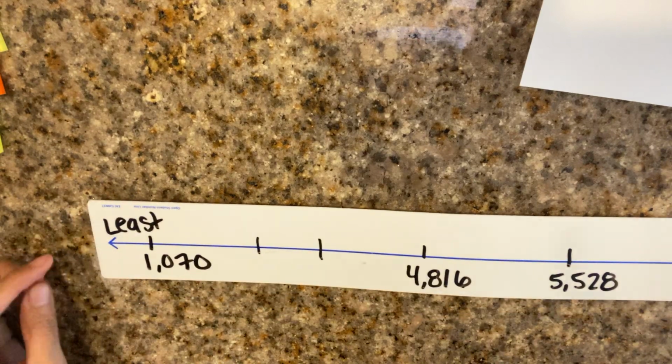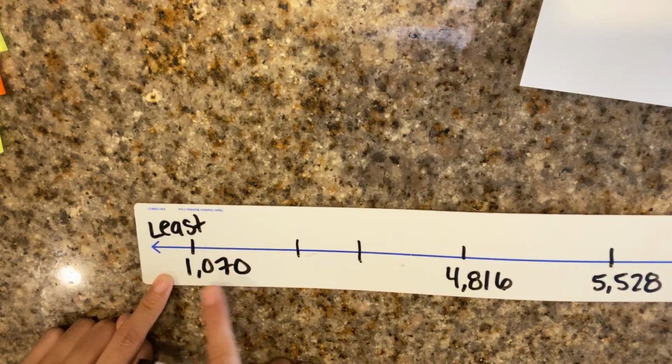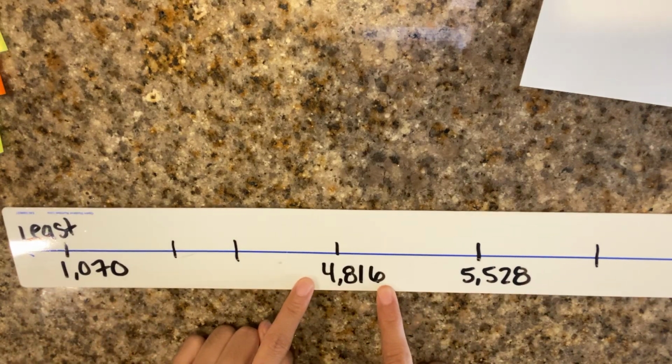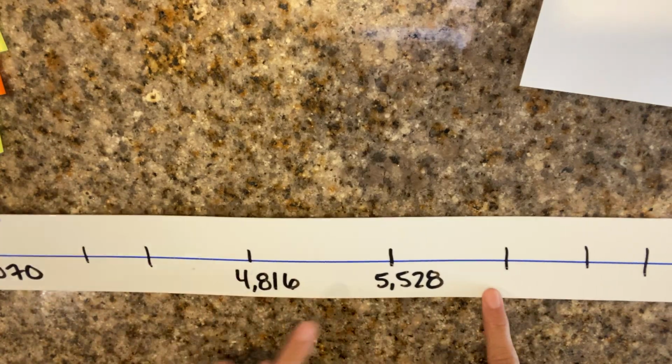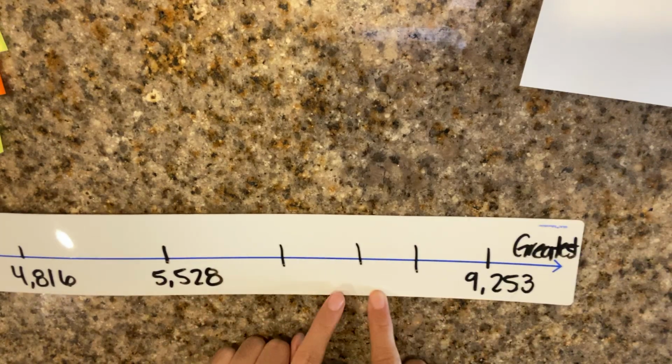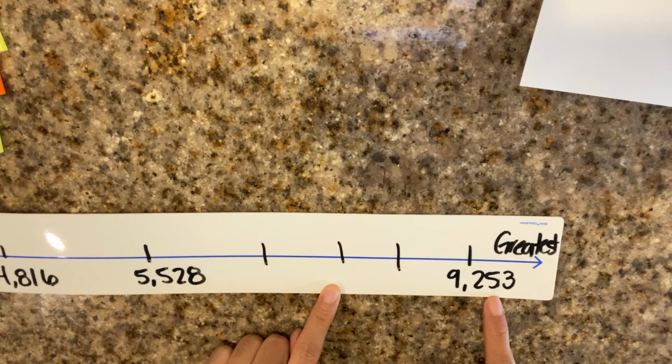Now, looking at our number line, you can see I have 1,070 over here because it's my least. Moving on to 4,816, our second least. And we have 5,528, and then our greatest number was 9,253.